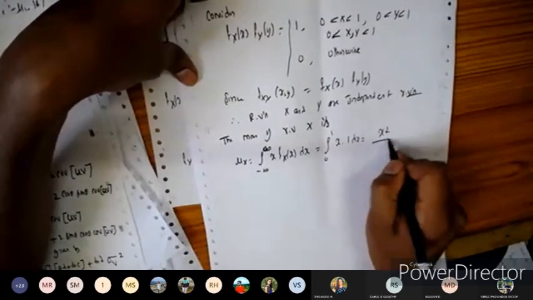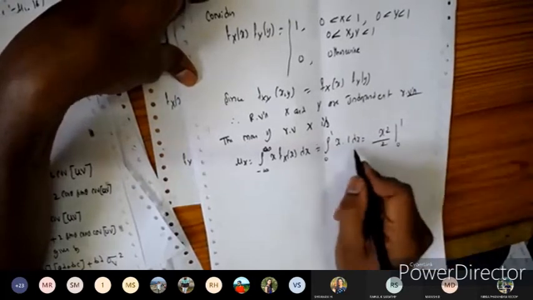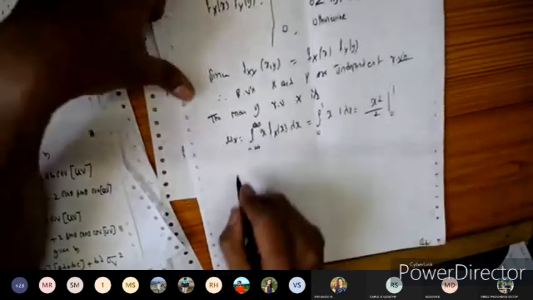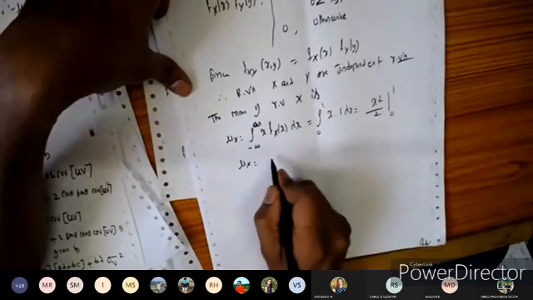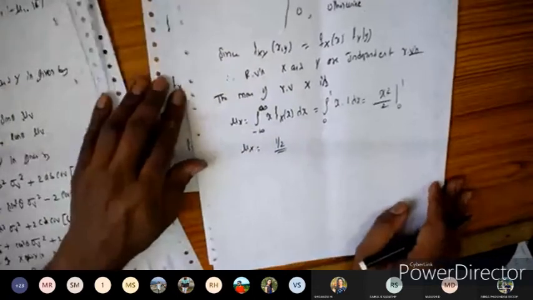So the integration becomes x squared divided by 2, with limits 0 to 1. So the mean mu_X is equal to 1 by 2.